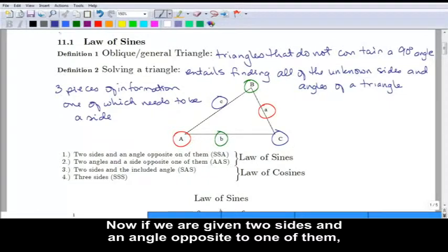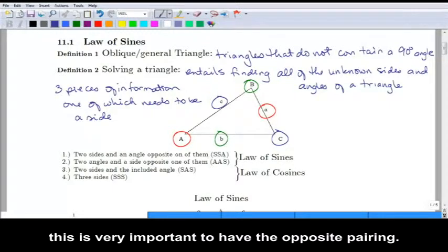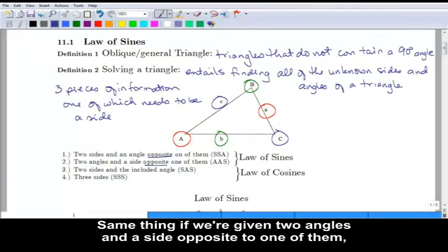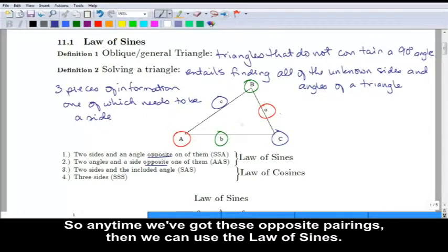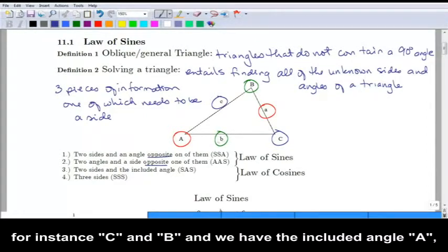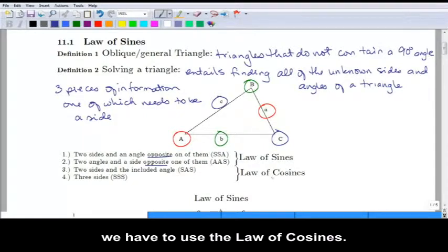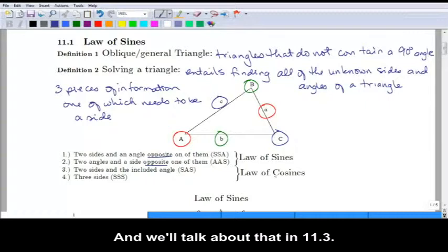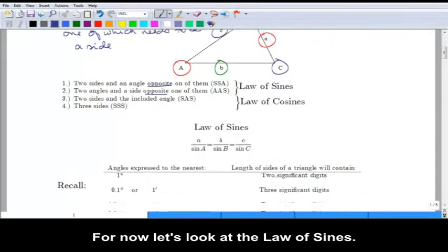Now, if we are given two sides and an angle opposite to one of them, this is very important to have the opposite pairing, we can use law of sines. Same thing if we're given two angles and a side opposite to one of them, we can use the law of sines. So anytime we've got these opposite pairings, then we can use the law of sines. If we don't have that, for instance, if we have two sides and an included angle, for instance, sides C and B, and we have the included angle A, we have to use the law of cosines. Also, if we're given all three sides, we need to use the law of cosines. And we'll talk about that in 11.3. For now, let's look at the law of sines.